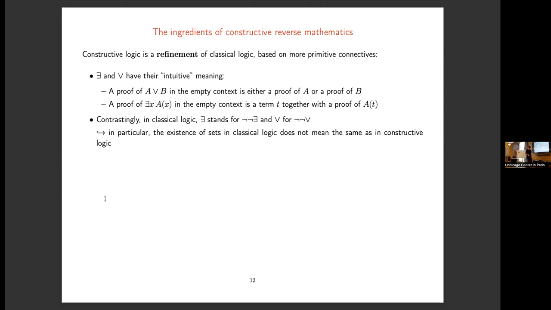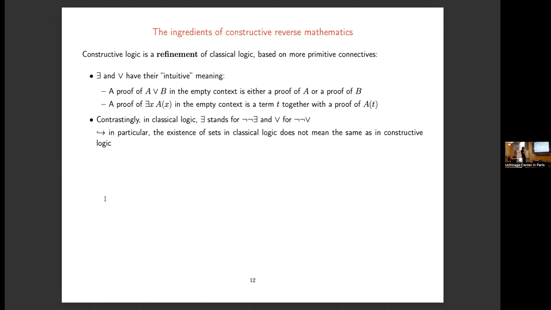Okay, so I hope you will not find I'm doing some ideology by defending constructive logic, but I will present constructive logic as a refinement of classical logic, more informative. More informative also means I need to take more care, because there will be different existentials, there will be many more different notions of being finite, and so on and so on.